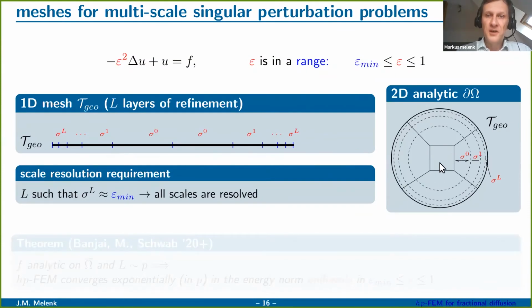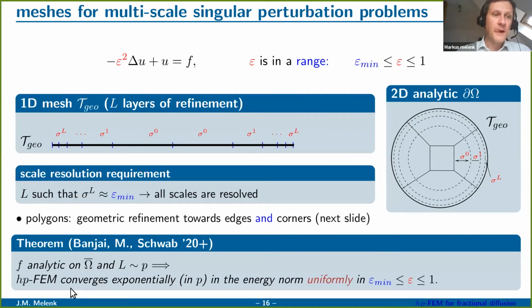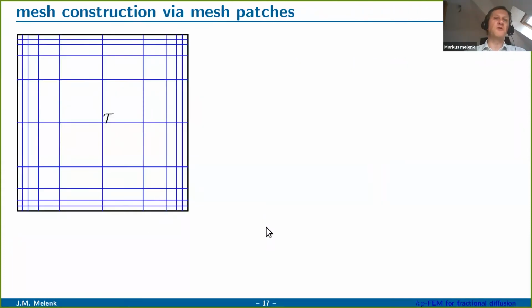Same thing in 2D: you would use a geometric mesh refinement towards the boundary with the smallest element having width sigma to the L. And I'll tell you something about what happens in corner domains on the next slide. Okay, and then one can show that the hp finite element method converges again exponentially in the polynomial degree p in the energy norm, uniformly in the singular perturbation parameter epsilon. Okay, so how should we design meshes for corner domains? The simplest case is, of course, a square.